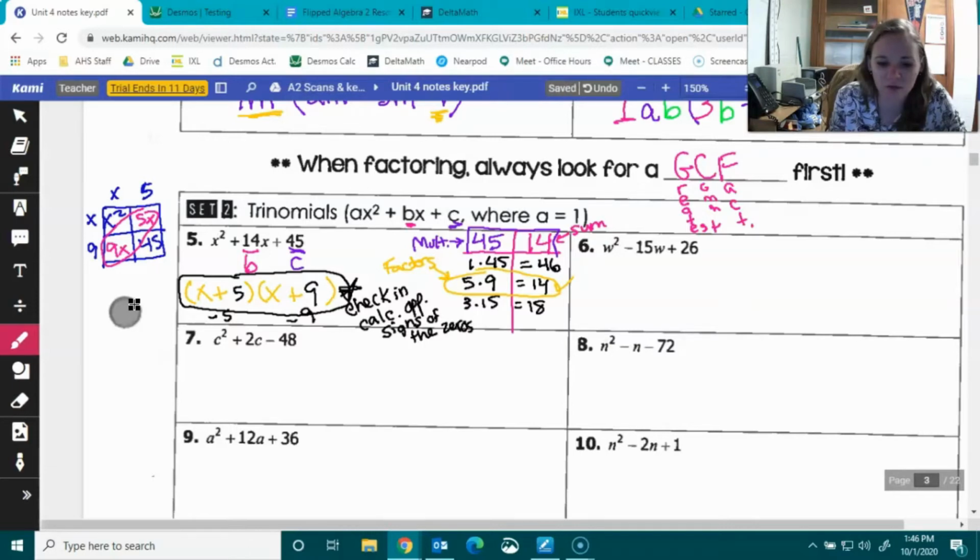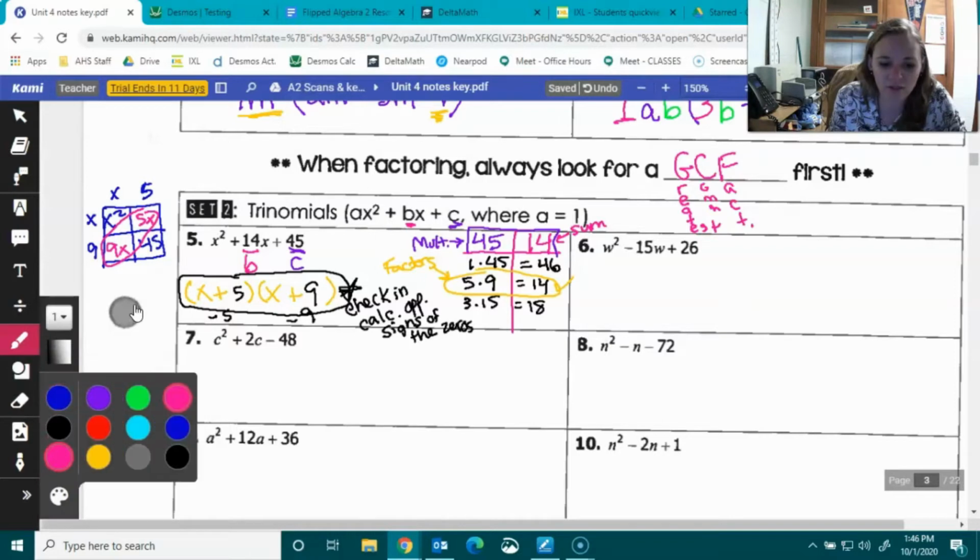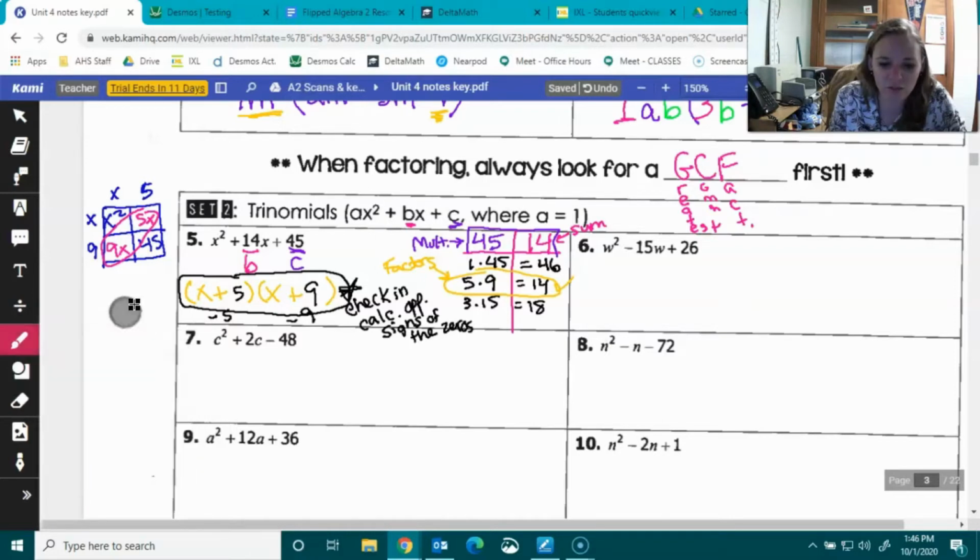So resulting in your answers are on the outside of your boxes. So your answers for factors are right here and here. And since they were positive, we do need those plus signs. So giving you x plus 5 and x plus 9. Okay? So that's the best way that I can explain that.